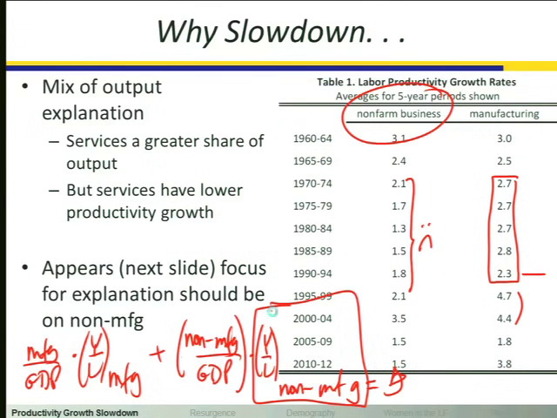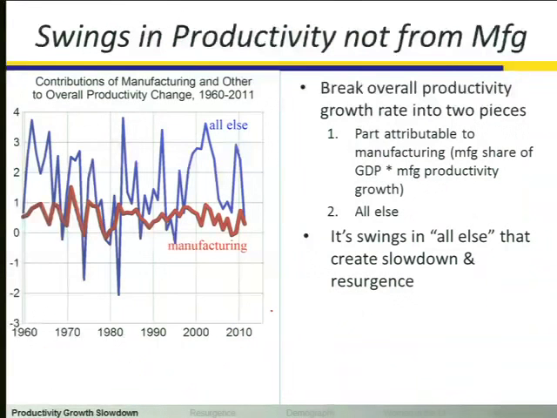So what's here is this is taking the overall productivity growth for non-farm business and breaking it into its two parts. The part that's attributable to the productivity growth rate for manufacturing, and the part that's attributable to the productivity growth rate for everything else. What do you see? So there's the manufacturing, the big red line, there's everything else.